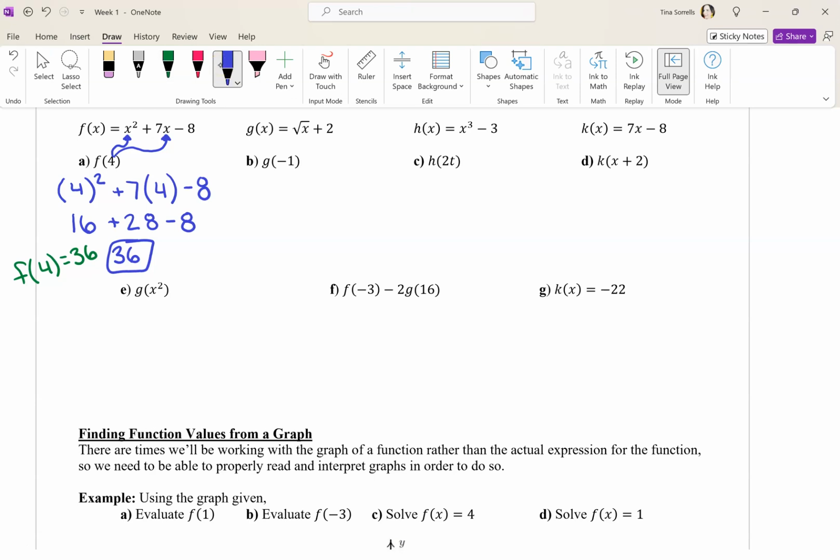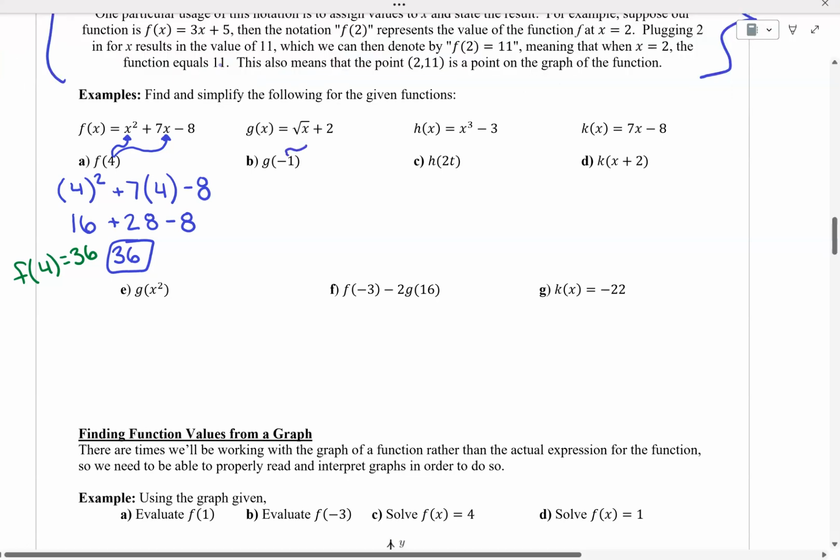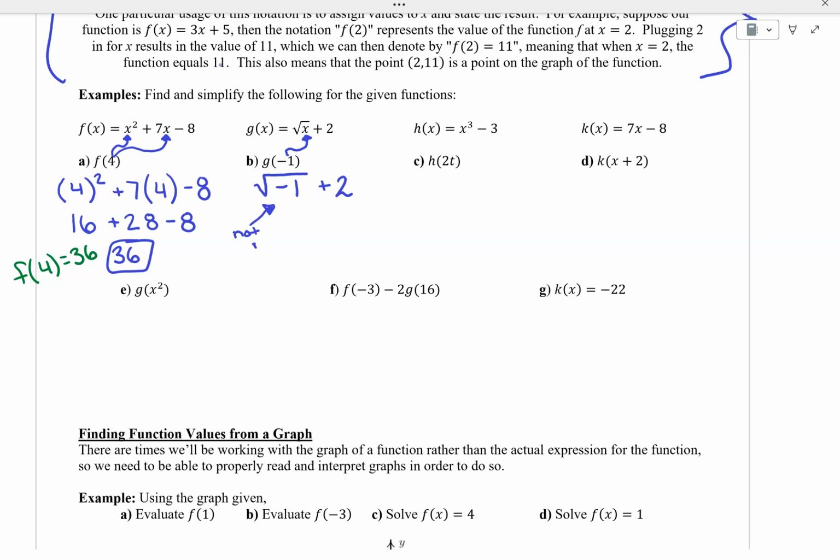Okay, so B is asking us to go to the g function. That means I have to take this -1 and plug it in right here. Square root of -1, and then plus 2 on the outside. Now I don't know what you remember, but this right here is not real. Square root of -1 is imaginary, and that is an i. So we would have i plus 2, or you can put it in the correct form, 2 plus i. We will learn more about those later if you have forgotten them.